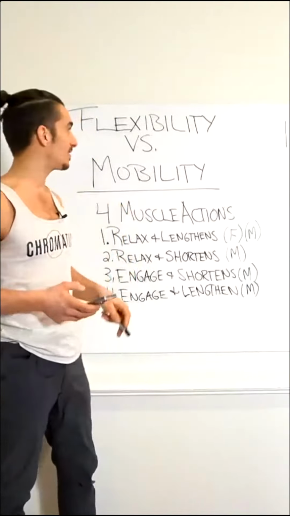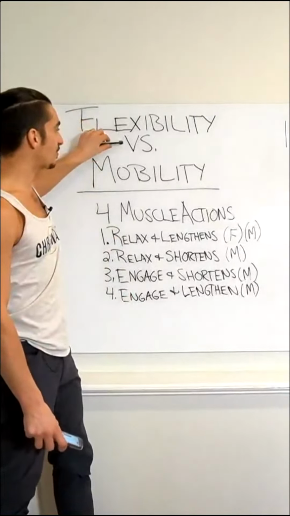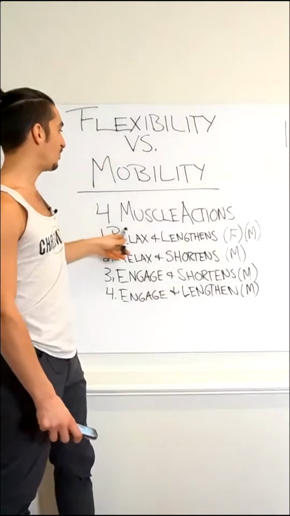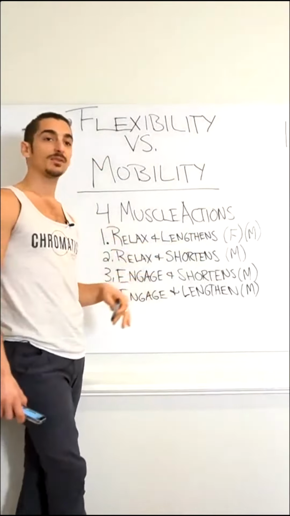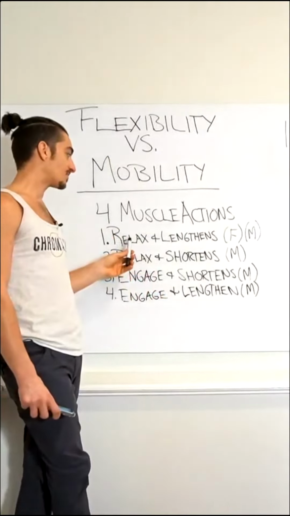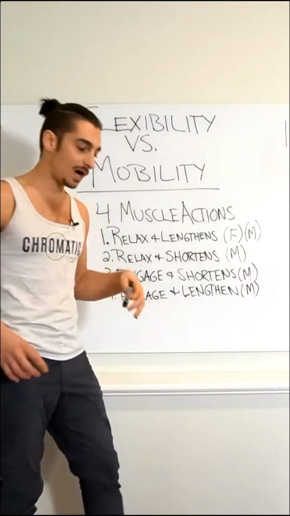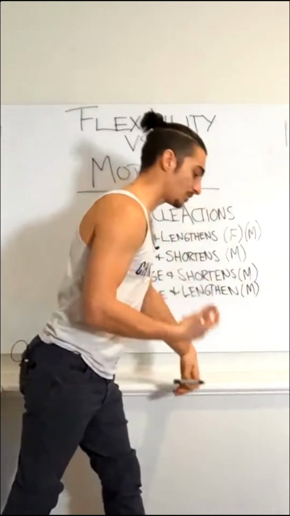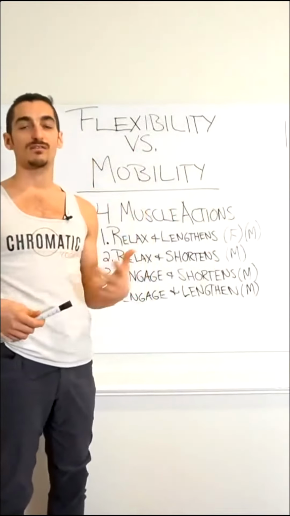Welcome. We were just talking about the commonalities between flexibility versus mobility, and that there are 4 muscle actions that make up flexibility and mobility. Flexibility really has one, and that's relaxing and lengthening a muscle. Typically, because of gravity, we take a posture, we bow forward as a result of gravity, and then we stretch a muscle, trying to increase our flexibility.